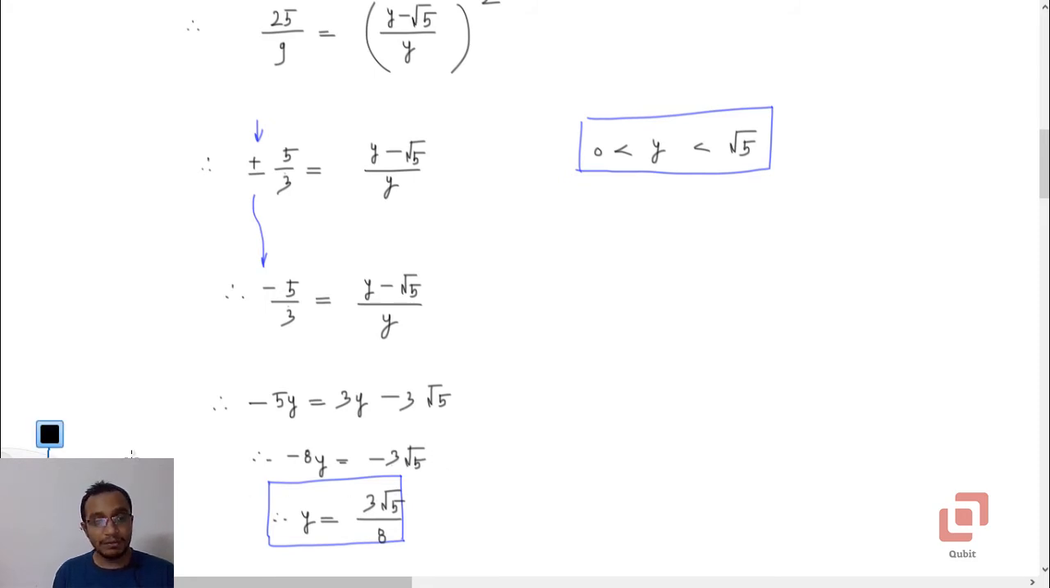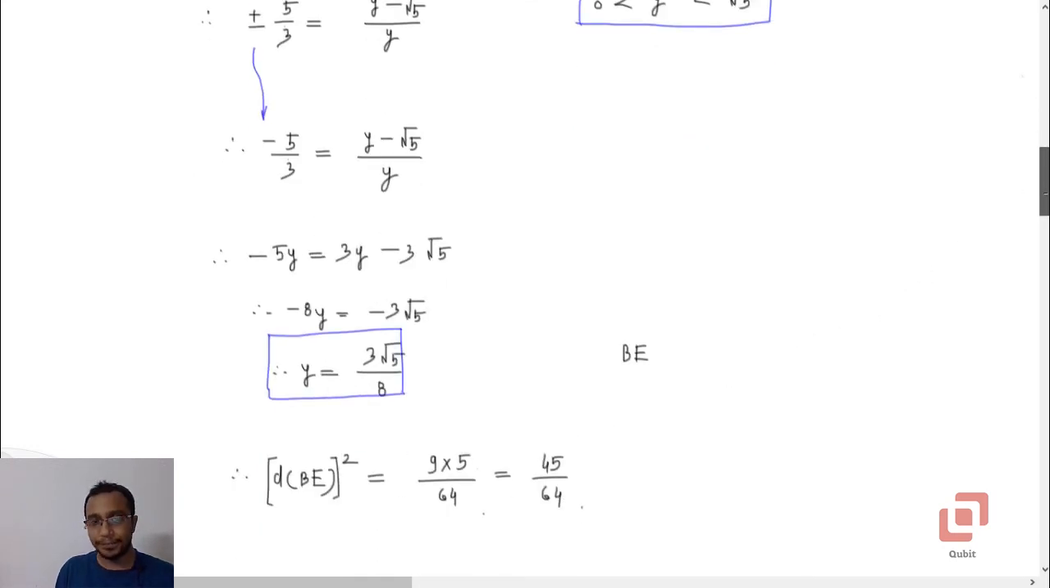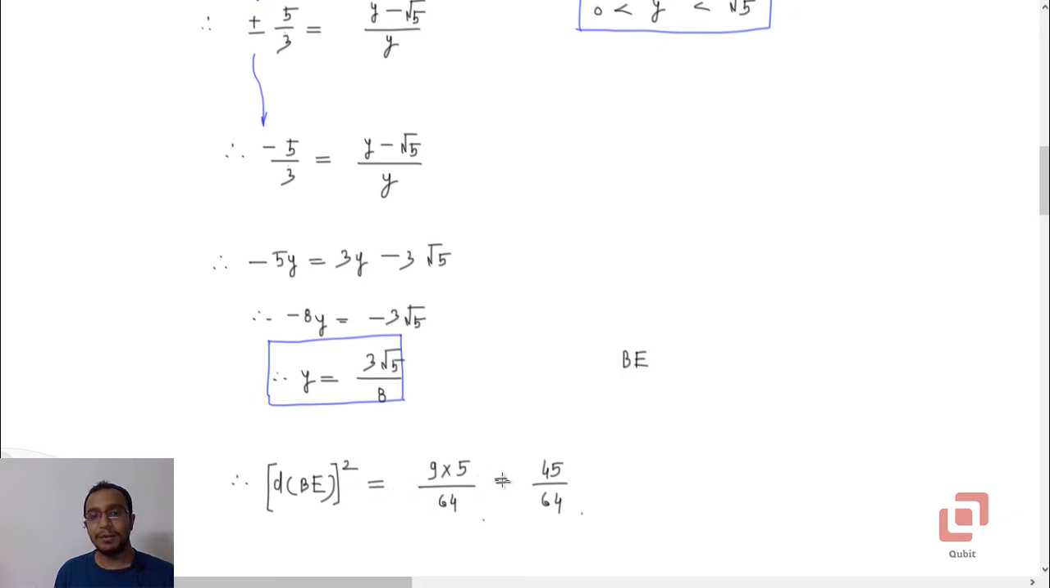Now if we were to find the distance BE, it is going to be independent of the choice of the coordinate system, and because B is our origin, the distance is 3 root 5 divided by 8, or if you want to square the distance, it is going to be 9 into 5 upon 64, or 45 by 64 square units.